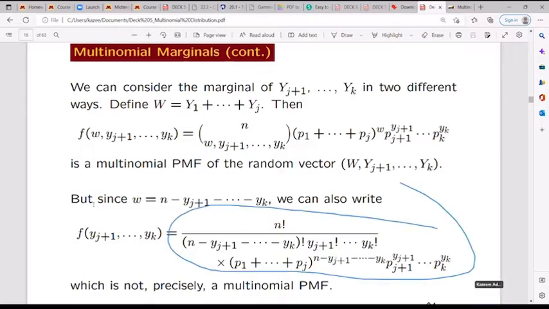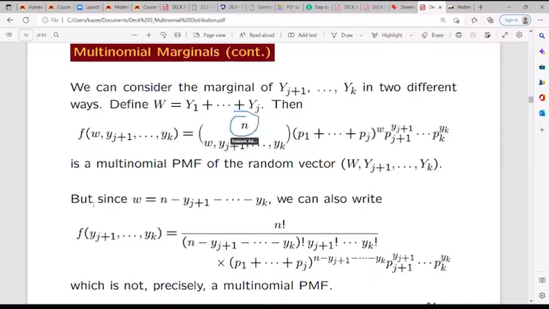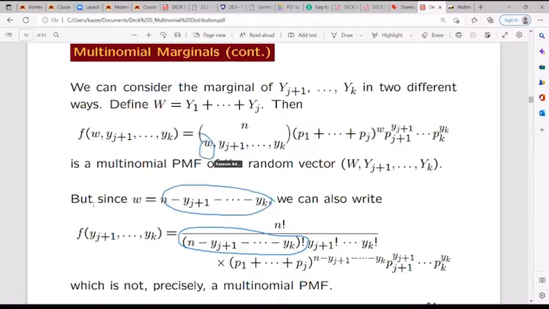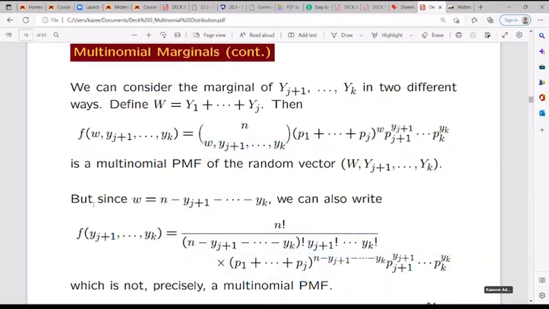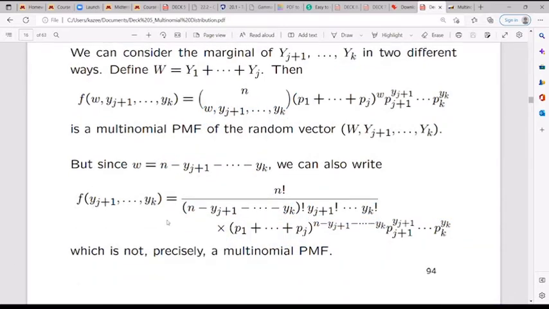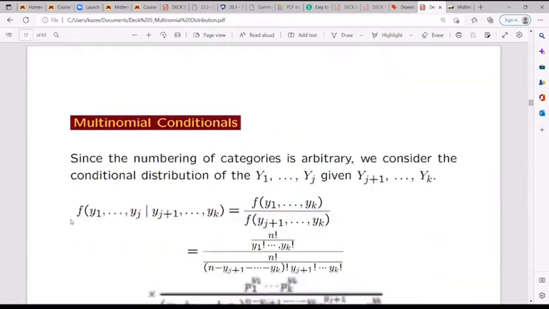It's going to be n factorial. Where do I get the n factorial? Here, that's n factorial. And if you take a look at this guy here, n minus, which is going to be w. Don't forget we have a w here, so this is w, that's what we're plugging in, factorial. And the remaining factorial is basically this guy. Then multiply by this, which is what you have here. So that is what we mean. If you take a look at this now, this is a multinomial PMF. This is a marginal. So just take note of that.